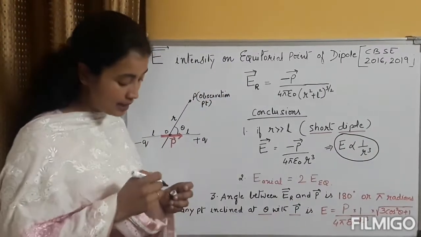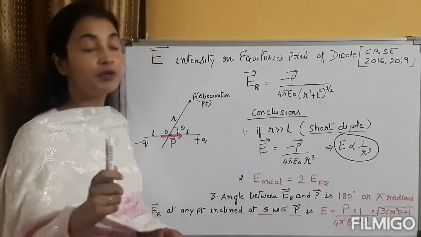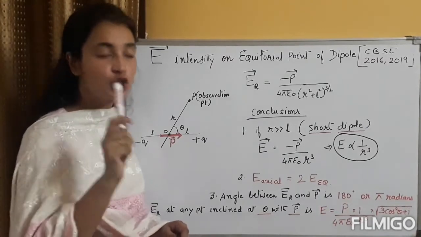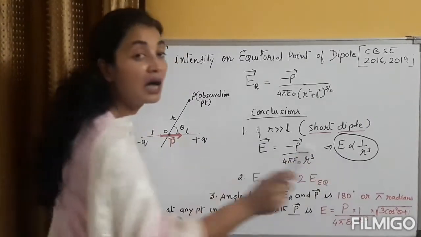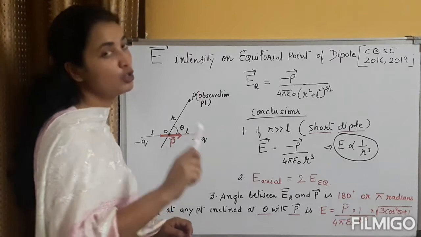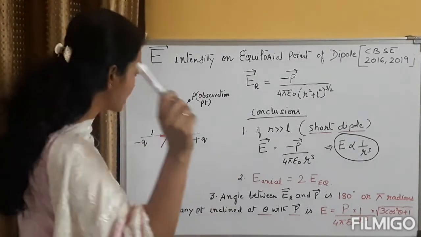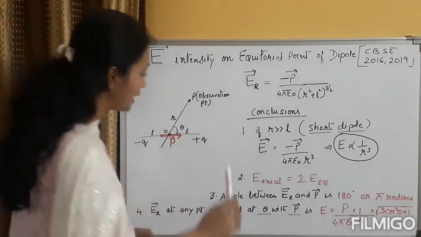Why do you have to keep this conclusion in mind? Because the electric field due to a single point charge is proportional to 1 by r square, whereas the electric field due to a short dipole is proportional to 1 by r cube. So these conclusions and comparisons have to be there with you.